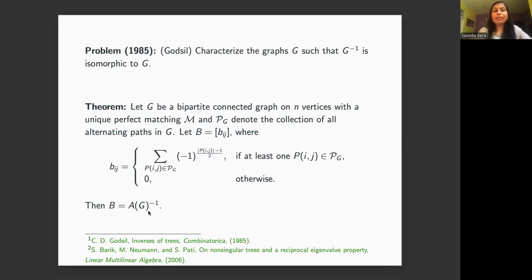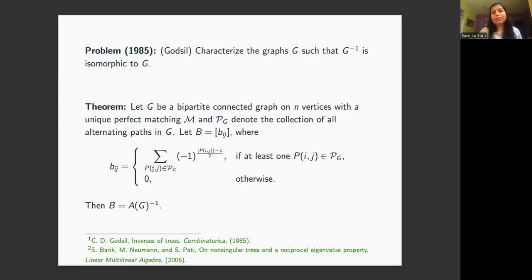So all the entries of A_G inverse we described for a bipartite graph with a unique perfect matching. So if G is a bipartite graph, and it has a unique perfect matching, say M, then G has an even number of vertices, and you are taking all the matching edges, that is the set M. In that case, if you are calculating A_G inverse, you can describe each entry combinatorially, meaning by looking at the graph.